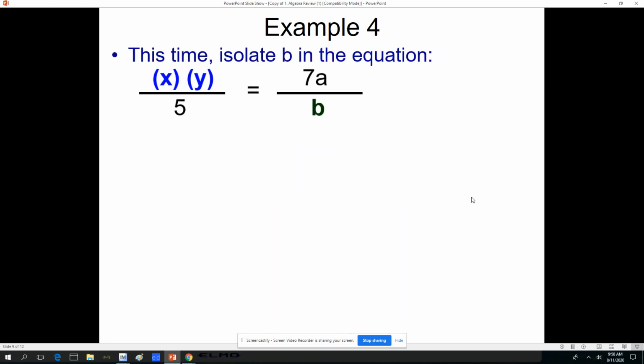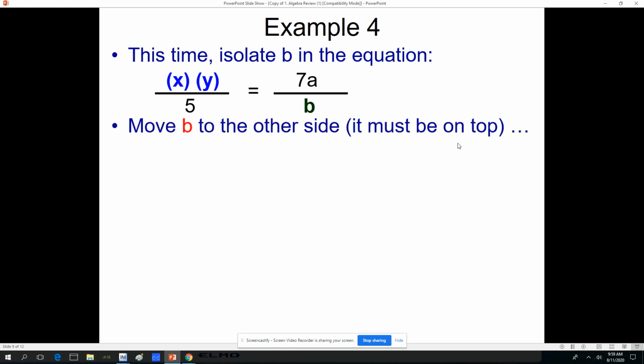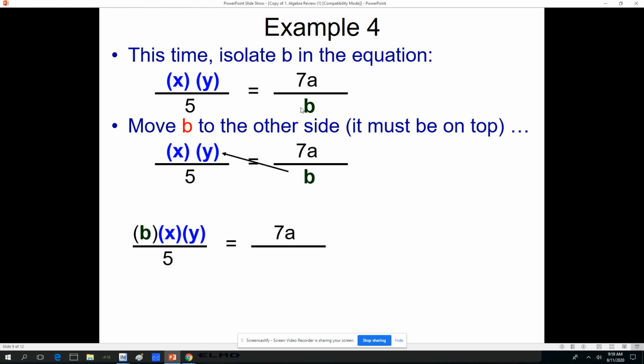Okay, this time we'll use that same equation, but instead of isolating A, let's try isolating B. B is on the bottom. You see that? And if we move these two down here, we wouldn't get B, we'd get 1 over B. So, when you have a variable that's on the bottom of the equation, first thing you need to do is get the B to the top, because you don't want 1 over B, you want B. So move B to the other side. It's got to be on the top. So to do that, instead of dividing by B on each side, we're going to multiply by B on each side, move it up there, and we get this.